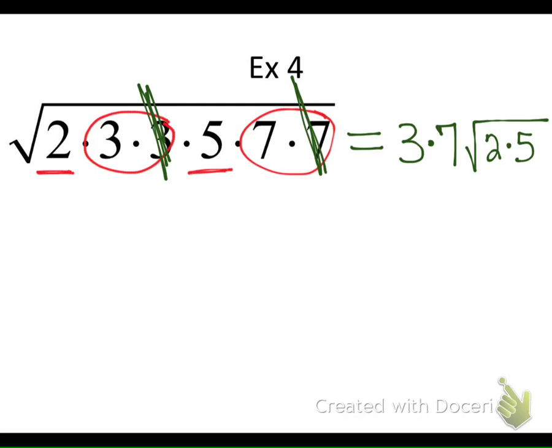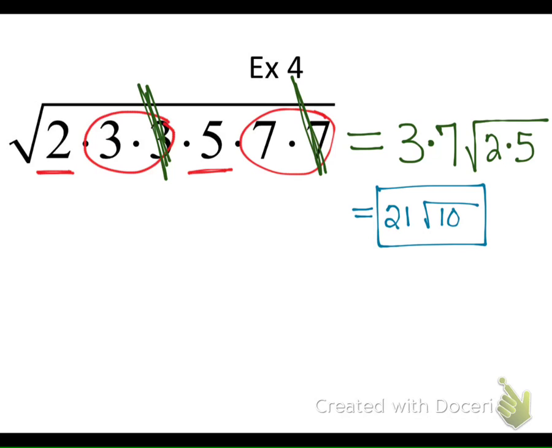Now, I'm not finished with it quite yet because I need to simplify it. Simplify means just solve it. So I wouldn't leave an answer 3 times 7, square root 2 times 5. What's 3 times 7? We're going to multiply our outside numbers. 21. And then I'm going to put my square root sign, and multiply my radicals. What's 2 times 5? 10. So your final answer is going to be 21 square root 10. The only way I read it is 21 square root 10, not 21 times square root 10.